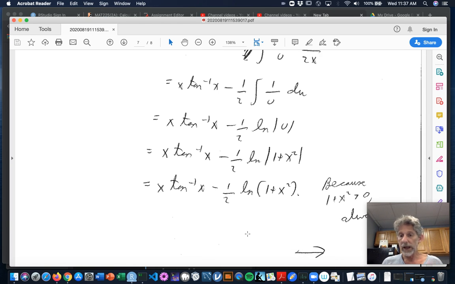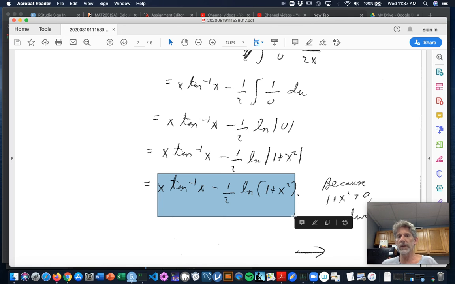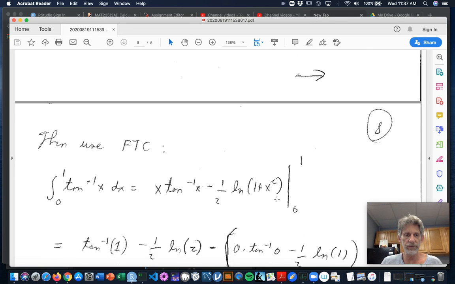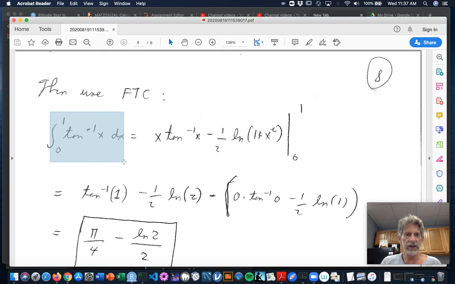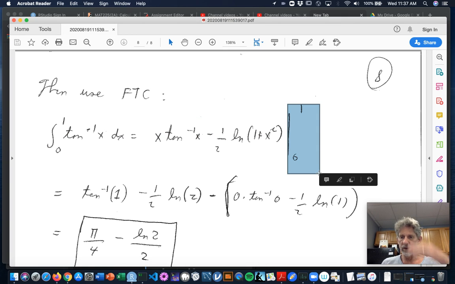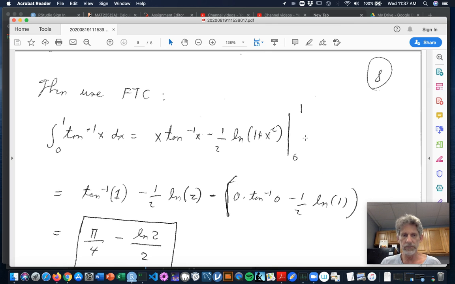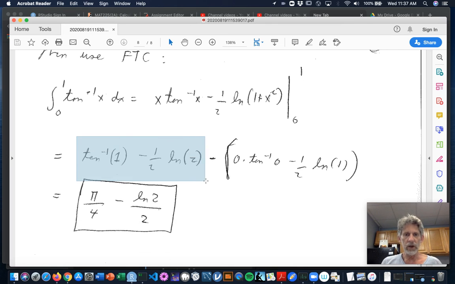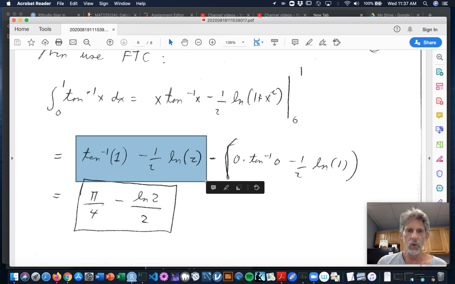So if I were to add on a plus c, I'd get the full family of antiderivatives. But I only need one antiderivative in order to apply the fundamental theorem of calculus. So here I am wanting that definite integral. I take my antiderivative and I evaluate between x is 0 and x is 1. So when x is 1, I get this stuff: 1 times inverse tangent of 1, then minus the half log of 1 plus 1 squared. So that comes out to log of 2.